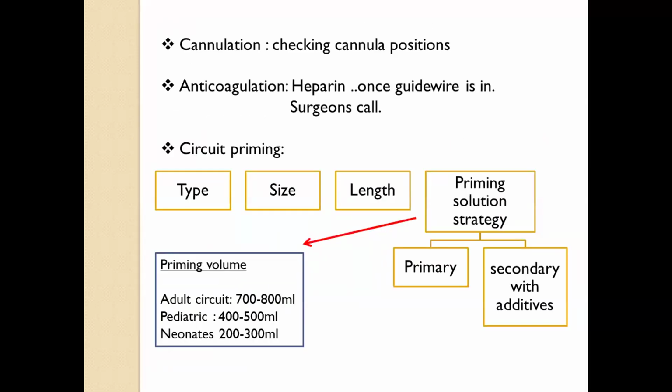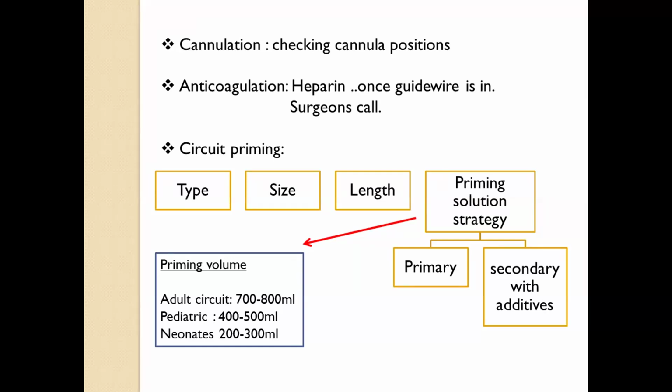The fourth thing, of course, is cannulation, which has already been discussed, so I'll not go too deep into it. Anticoagulation also has been mentioned. Usually, when the guide wire is in, that's when we think about loading with heparin. Then circuit priming. We'll have to see what it is that we want in terms of type of circuit, the size of the circuit, the length of the circuit for ease of working, priming of the circuit.